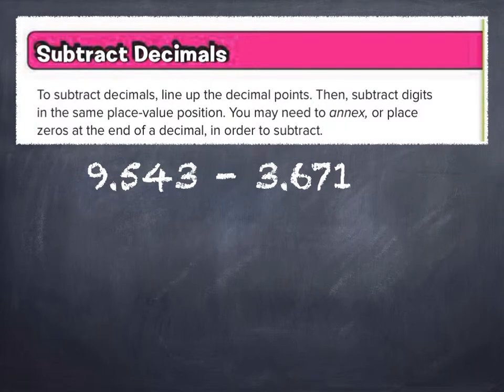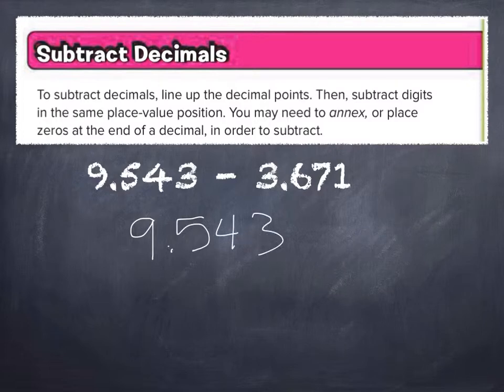To subtract decimals, line up the decimal point, then subtract digits in the same place value position, just like we did with the addition. However, you may need to annex or place zeros at the end of the decimal in order to subtract. So let's look at our first example here. We have 9 and 543 thousandths and 3 and 671 thousandths. So I'm going to move them down.